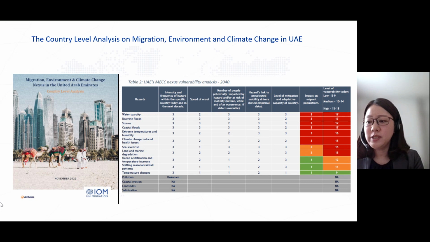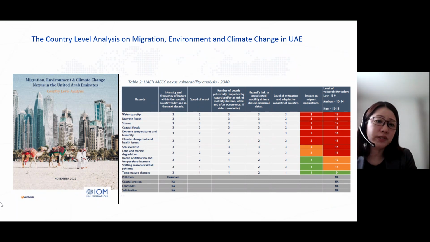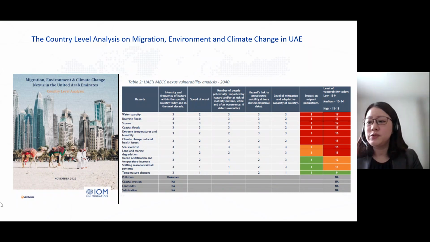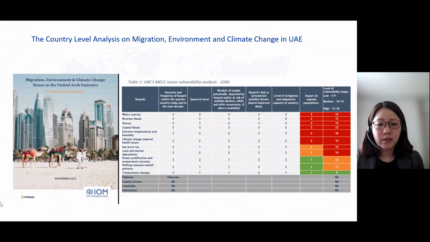The analysis has also revealed that no human mobility considerations are currently taken into account in the existing plans and policies related to climate change and disaster risk reduction. So I am planning to use the findings from the analysis to sensitize the government and partners to the importance of taking human mobility considerations into account in such planning.